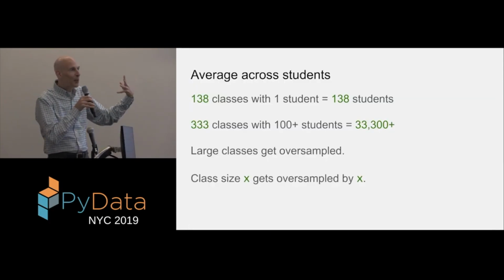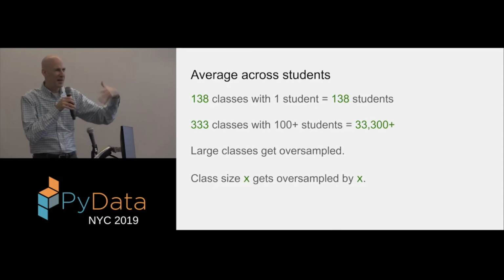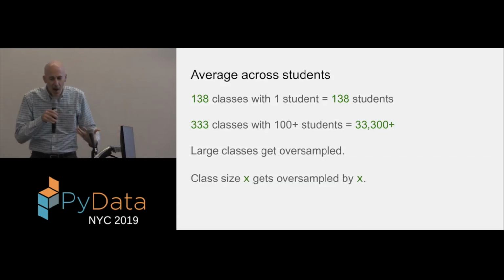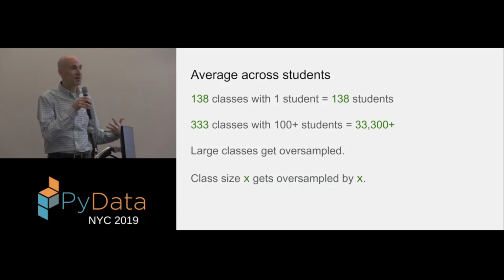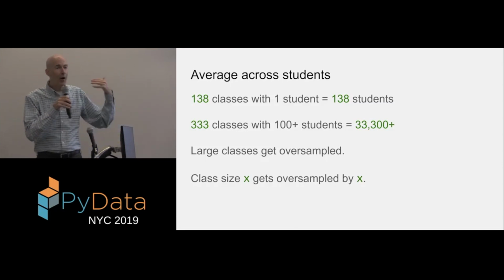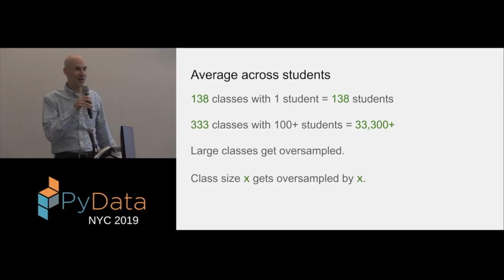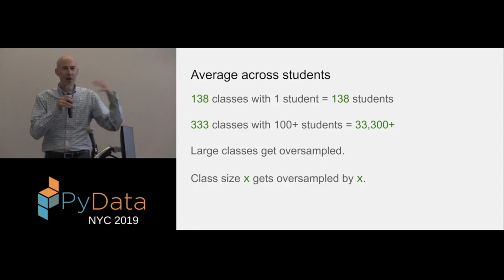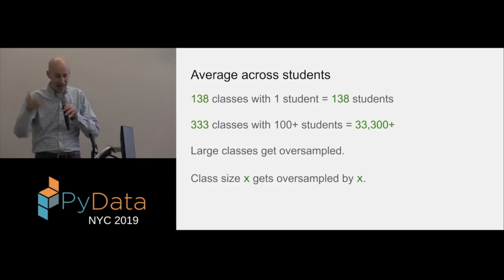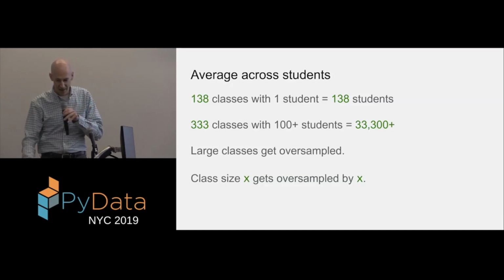And you can see this example. There were 138 students who took a class that had one student in it. It must have been an independent study or something like that. But there were 333 classes that were 100 or more students. So if you're walking around campus, there are only 138 students who will report to you that they are in a class with one student. But there are 33,000 students who are going to tell you that they're in a really big class. So you're going to greatly oversample large classes, and again, it'll be oversampled by a factor of the size itself.